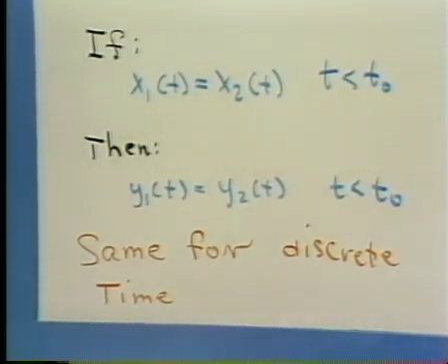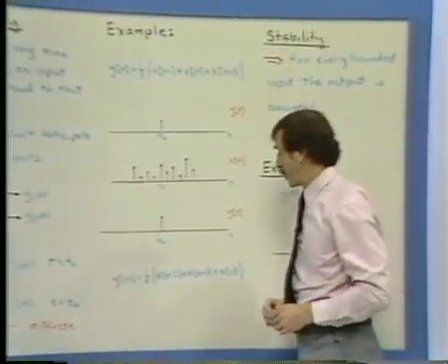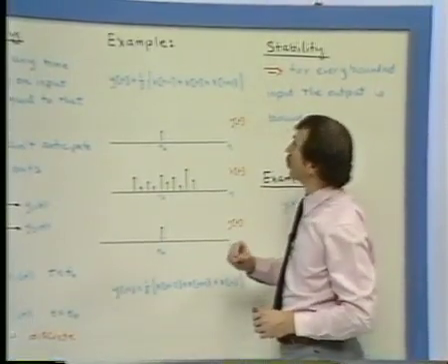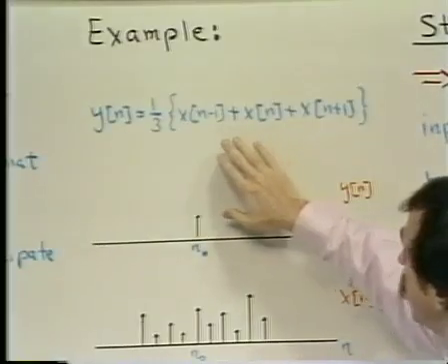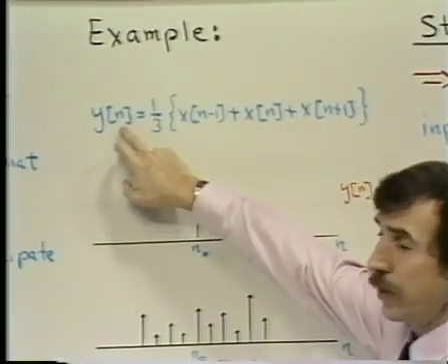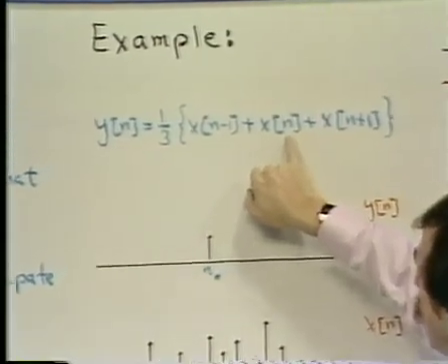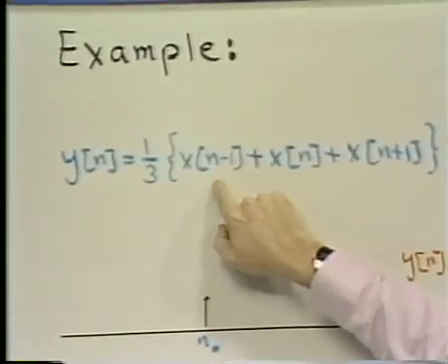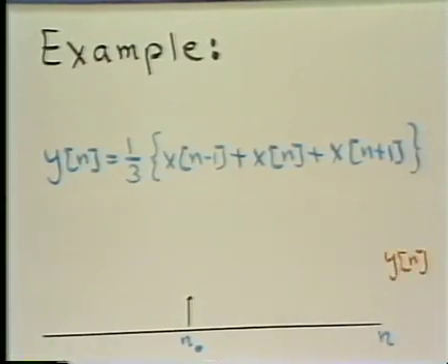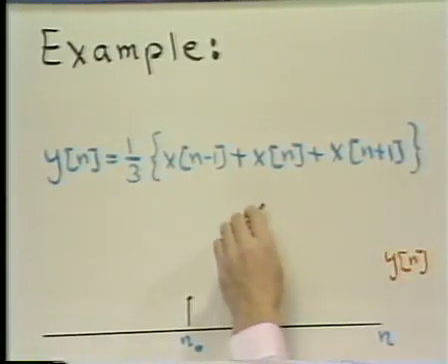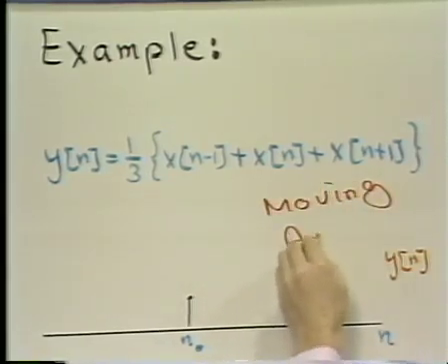Okay, well, let's look at an example. Let's take an example which is the following discrete time system. The output at any given time is the sum of x of n delayed, and x of n anticipated. And this is, in fact, a system that's very useful and referred to as a moving average.